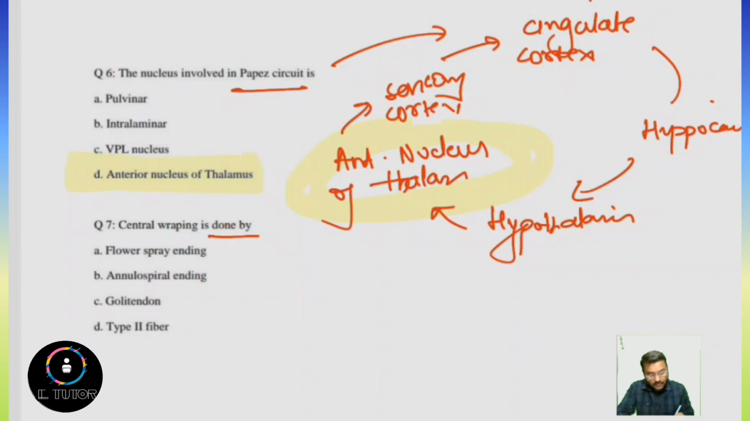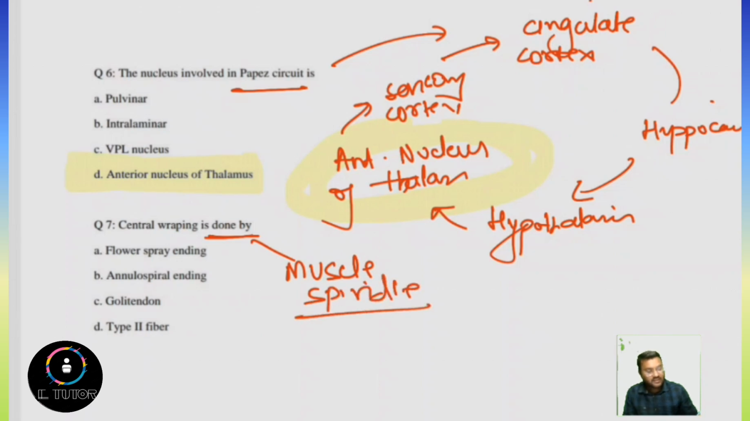Central wrapping is done by, so central wrapping is seen in the muscle spindle. And this is a direct question. Central wrapping is done by the annulospiral endings. Option number B is the correct answer. Central wrapping, which is seen in the muscle spindle, is done by the annulospiral endings.